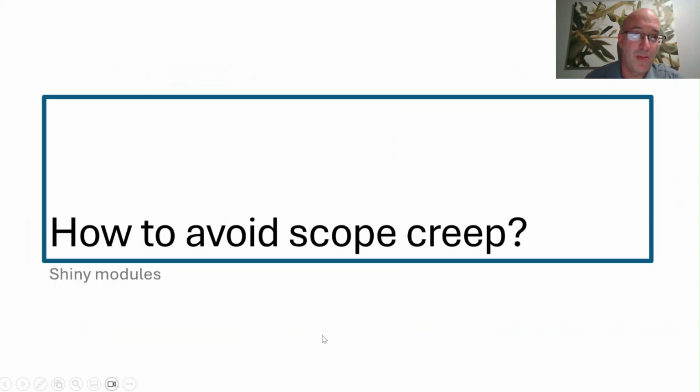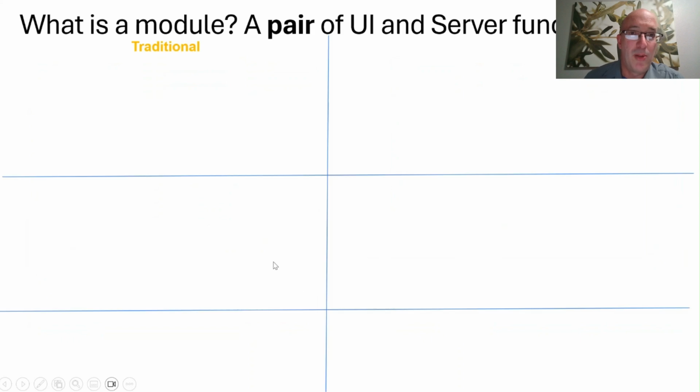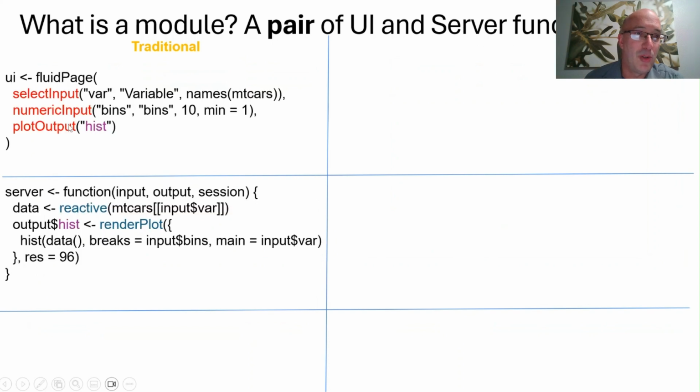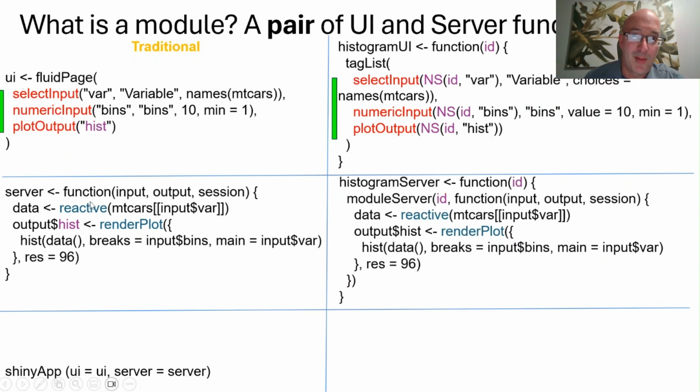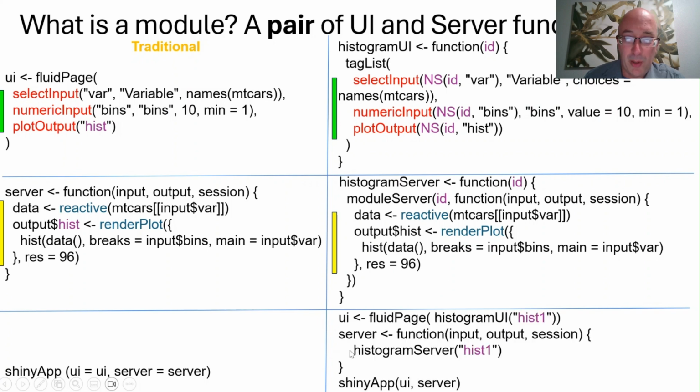Welcome Shiny modules. What is a module? A module is a pair of UI, server, and function. On the left side, we have the traditional Shiny module with UI and server, and we call them together in a Shiny app UI server. On the right side, we have a module, which is a wrapper, a function around these exact same components that we have in the traditional way. Same thing for the server. We wrap it into a function with some ID. And we connect them together by calling those functions and linking them around this ID namespace.